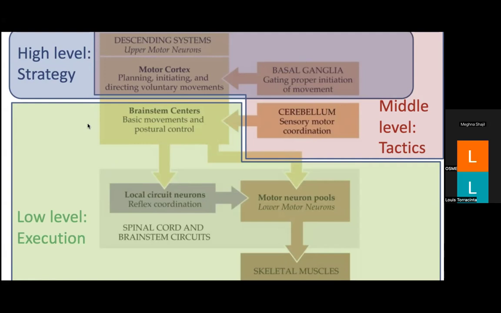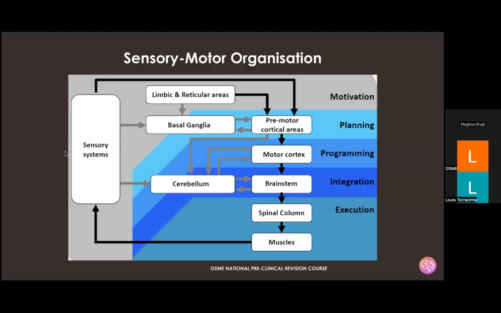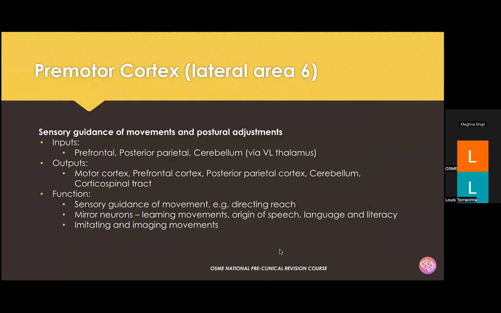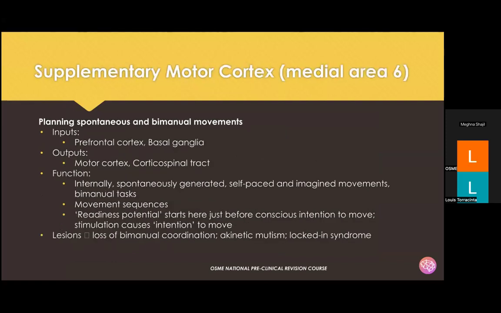But it's quite complex. It's more complex than just this diagram for sure, in terms of how they're actually laid out in organization. Here is just another diagram for your use. So you have limbic reticular areas and sensory systems and your motivation. And then basal ganglia is really integrated in that planning phase, and then programming within the motor cortex, and integration of different movements is really cerebellar. And then you've got your brainstem, spinal column, and finally your muscles. I'm not going to go into detail, but there are different inputs and outputs of the different areas of supplementary motor cortex, which are involved in planning in a more detailed way.